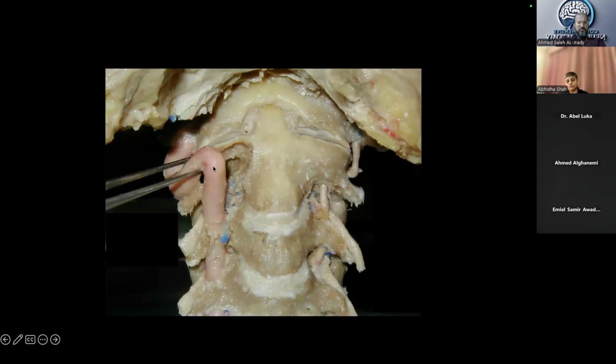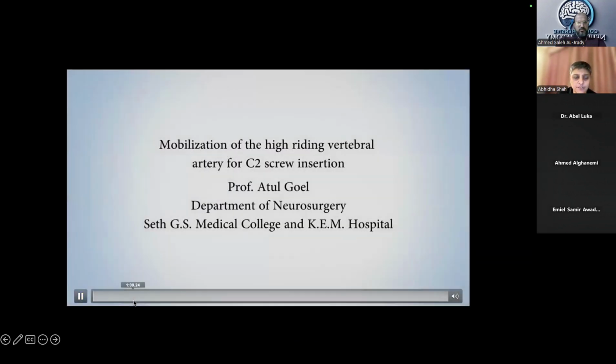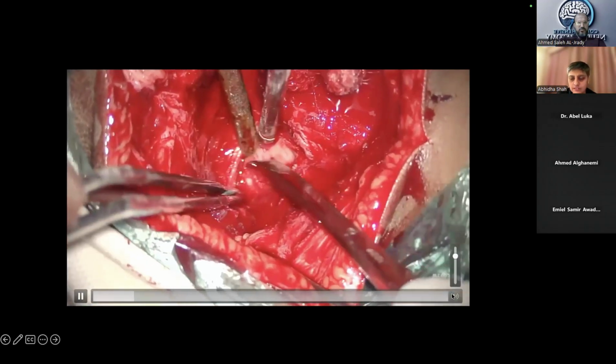So in this situation, you have to mobilize the vertebral artery so that you can insert your C2 screw. So this is how it will be. The high riding vertebral artery will come all the way here into the superior facet. So you have to mobilize the artery out of this region, as you can see in this image, and then insert your C2 screw. I don't know if we'll have time for it, but I'll just show you quickly.